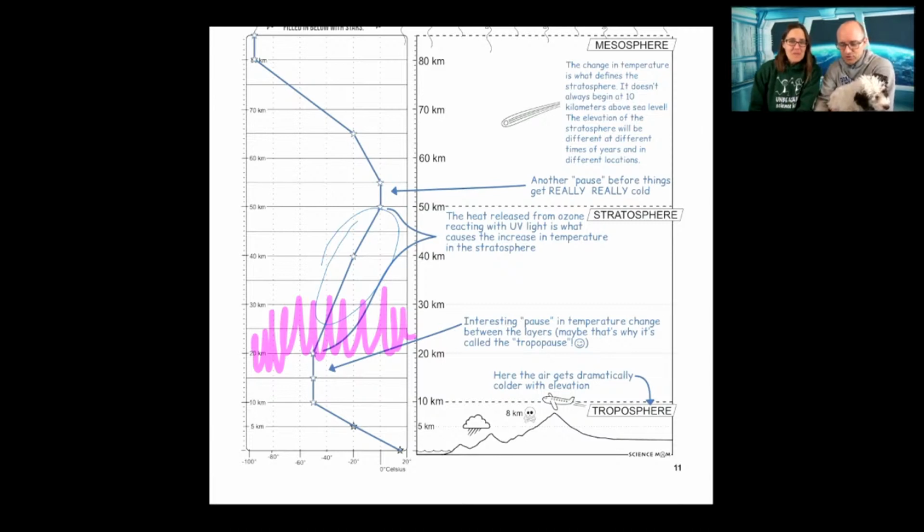You said at the top of the troposphere was the tropopause. At the top of the stratosphere was the stratopause. At the top of the mesosphere is the mesopause. Mesopause. I like that. But that is why we have different layers of the atmosphere, just because the temperatures change, and that change in temperature is pretty important. It tells us a lot about how that layer of air is going to behave.